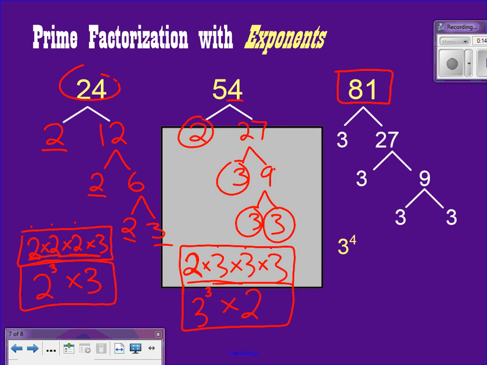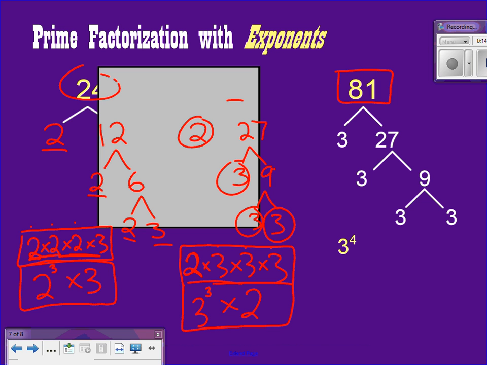All right, so this is our answer over here. So we've got 3, 3, 3, 3. We have 4 3s, so this one's nice and simple. 3 to the fourth power, because there's 4 3s.